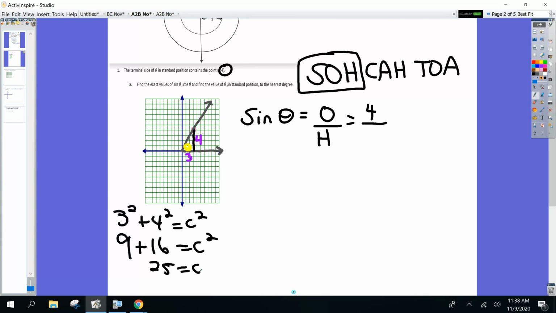25 equals c squared. Good times, right? So the hypotenuse is 5. So the sine's going to be 4 over 5. 4 over 5 for my sine.